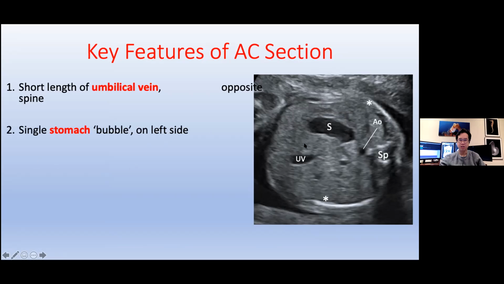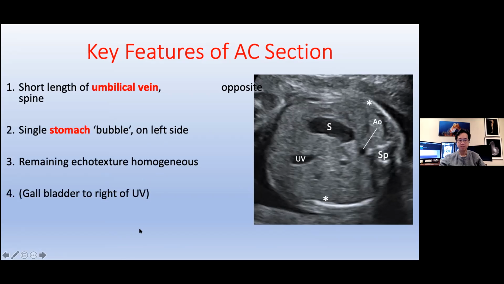Your gastric bubble is on the left, or the fluid-filled stomach. The rest of the echo texture is fairly homogeneous. Most of this is liver here, and then the gallbladder is just this little hint right there, and it's to the right of the umbilical vein. Okay, you shouldn't see fetal kidneys in this plane. If you see fetal kidneys, you're either angled or you're a little too low, or too caudal on the fetus.